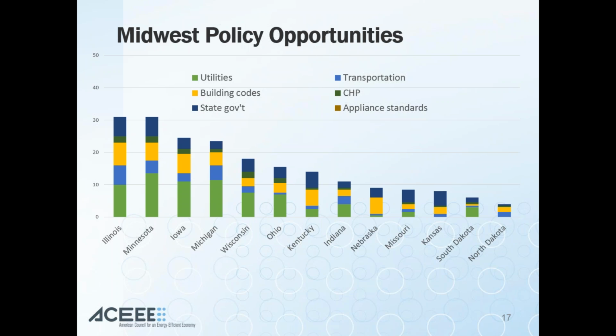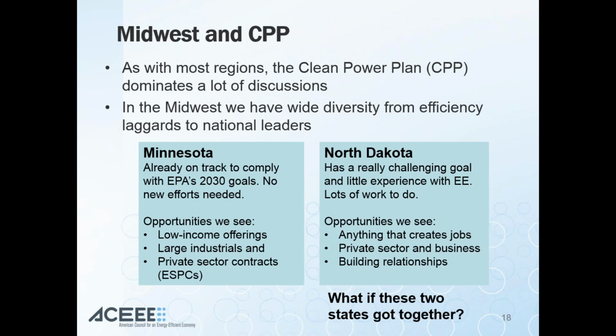Minnesota, of course, is going through their E21 process that's looking at all elements of their utility business model and how to really improve those elements to encourage things like energy efficiency and renewable development. And I think that's all I'll say about the Midwest and turn it over to Sarah. Thanks, Annie.